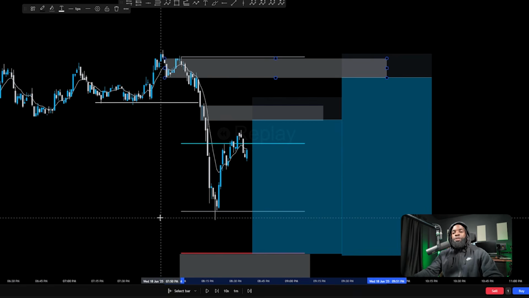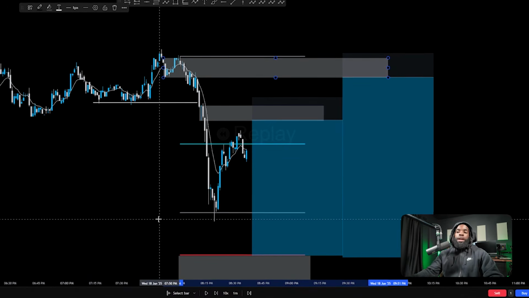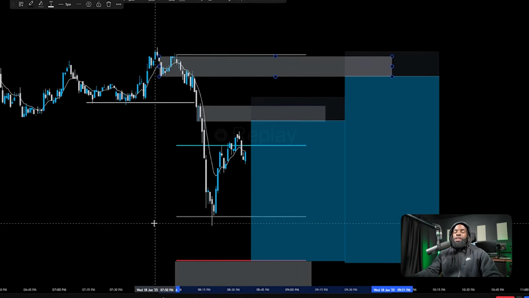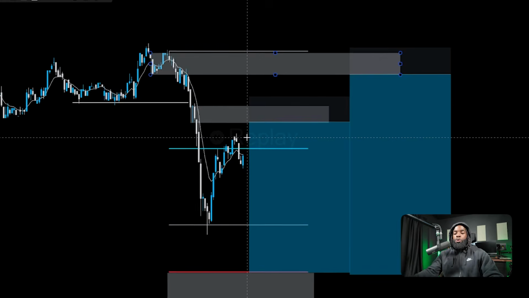Now, ideally, this is where it gets real tricky, because now you're like, what if it doesn't hit the actual level? And this is more of a disadvantage in a way, because this comes back down to what is your risk?